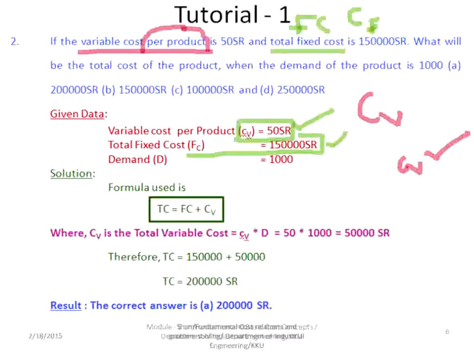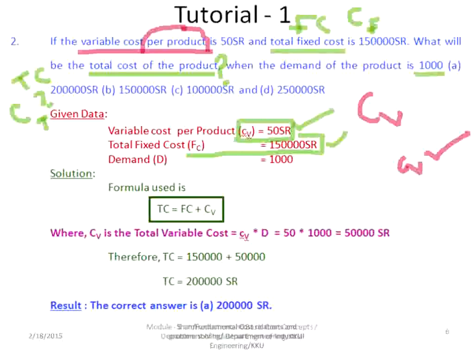Now, what will be the total cost of the product? So we have to find out what is total cost of the product. This is the question. You should find out what is the total cost of the product. Total cost is nothing but TC. This is also written as CT. So you should find this.